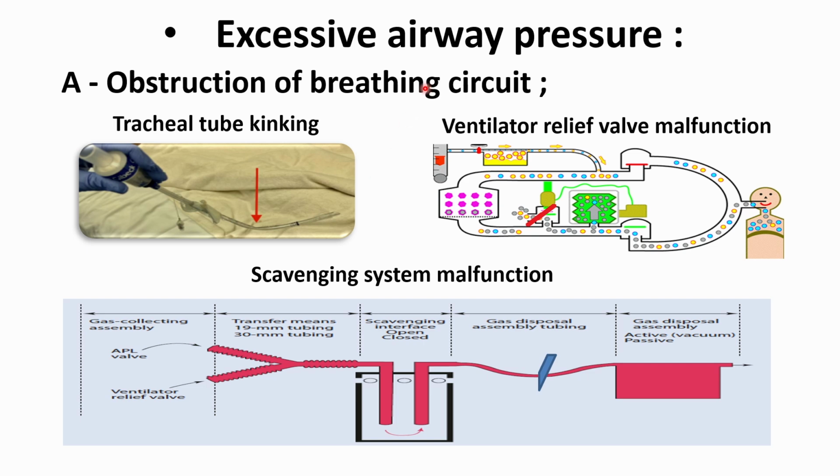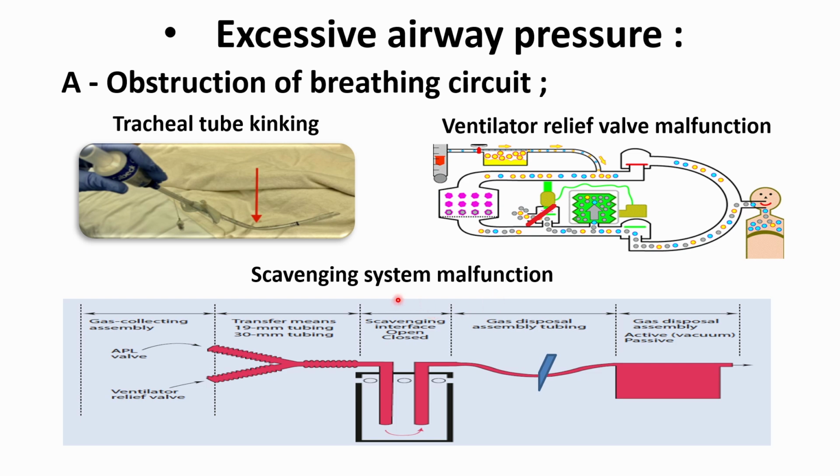Excessive airway pressure. This can be because of obstructing the breathing circuit, which is a kink, especially if you are having two long tubes, or there is a problem in the ventilator relief valve, VRF. If you have a malfunction in this valve, you will have an increase in the pressure inside this circuit. Scavenging system malfunction will increase the pressure, and will also cause a decrease in pressure. We will discuss this alarm later.